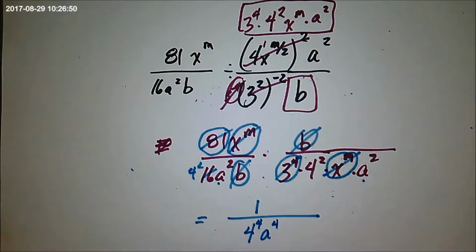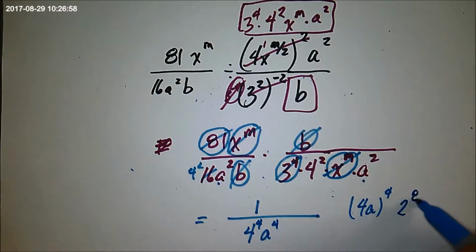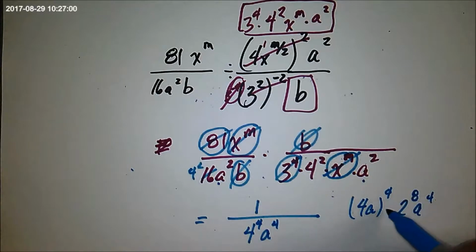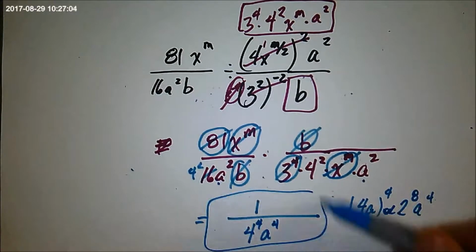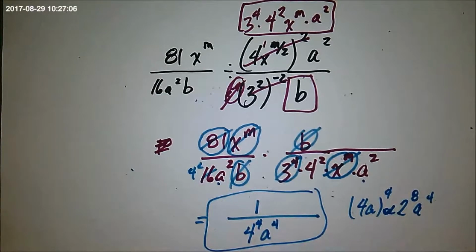There's lots of different ways you could write this. You could write this denominator as 4 to the 4th a to the 4th, or you could do 2 to the 8th a to the 4th. It doesn't really matter. Any of those would be fine. But that's how it works out.